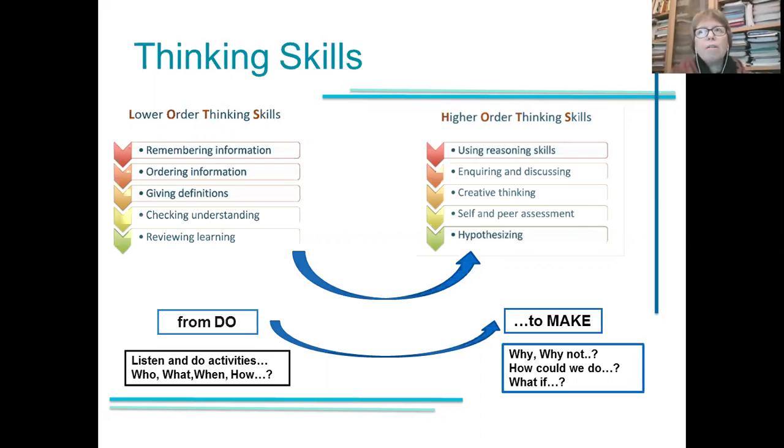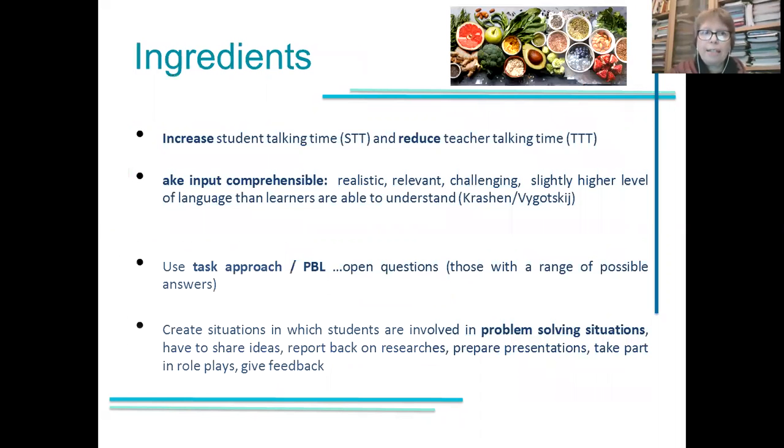We have to move very slowly, especially in CLIL, because in CLIL we are teaching a content through the language. We have to move to higher order thinking skills. So we have to move from doing to making with the language, to use this language to make something. And in this case, the questions change from who, what, when, how. We move to why not, how could we do this activity? What if in the world the sun disappears? So we have to promote the use of these higher order thinking skills.